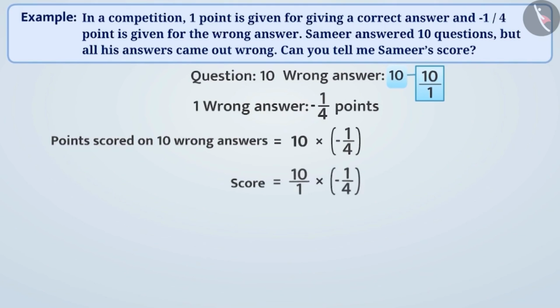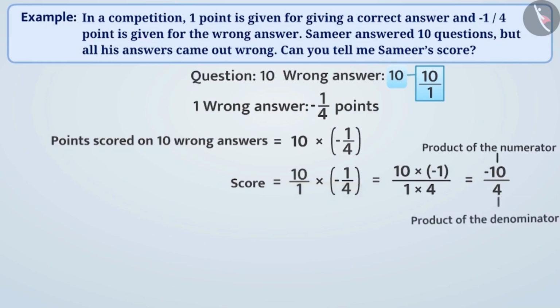We now multiply the numerators of both the numbers. 10 into minus 1 is equal to minus 10. Similarly, we multiply the denominators of both the numbers. Here, 1 into 4 is equal to 4.